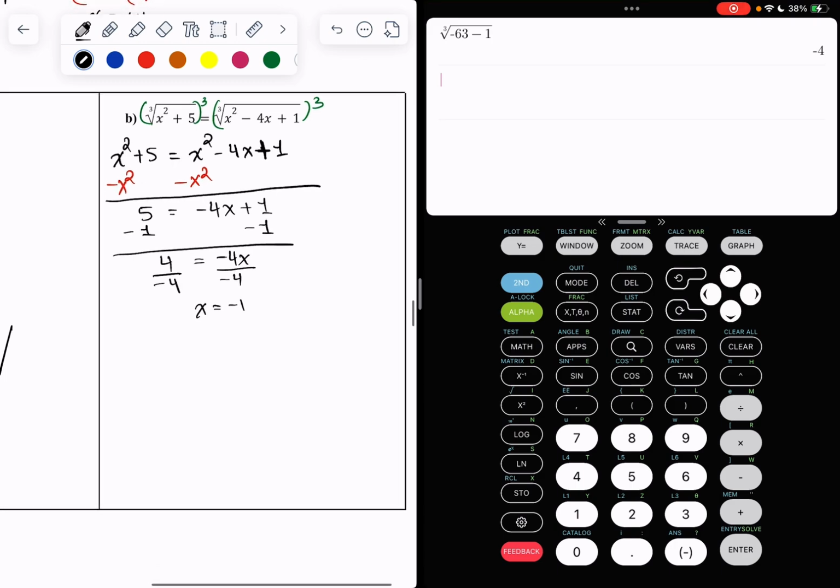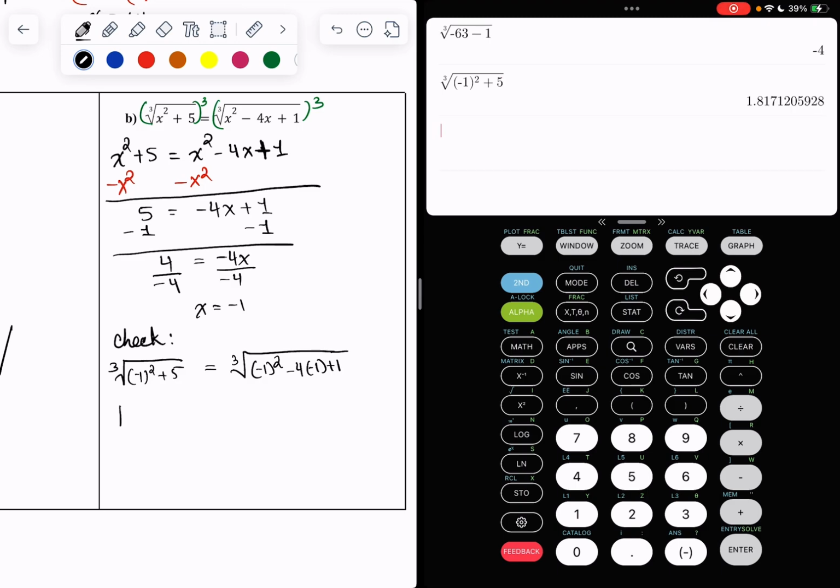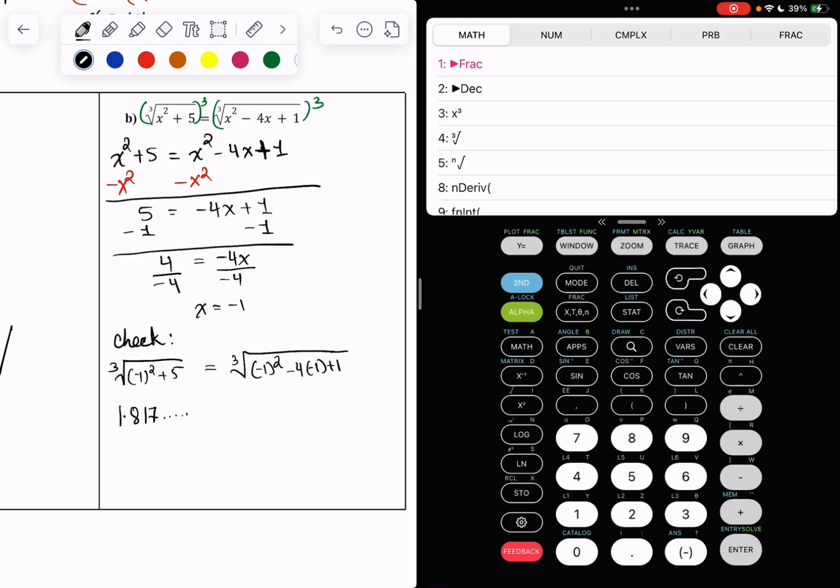But once again, we must check our work. I will show you here. We have the cube root of negative 1 squared plus 5. Let's see if that's equal to the cube root of negative 1 squared minus 4 times negative 1 plus 1. We press math, cube root, and then we're going to put the negative 1 inside parentheses, and that gives us 1.817 and so on. Let's see if we also get that on the right-hand side.